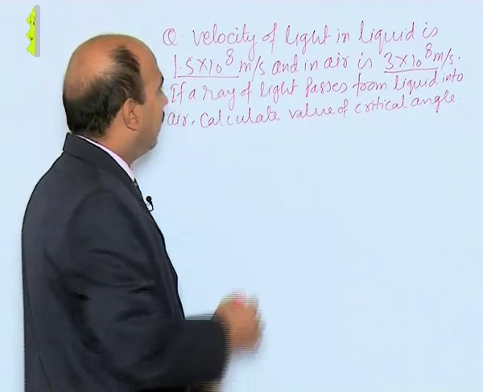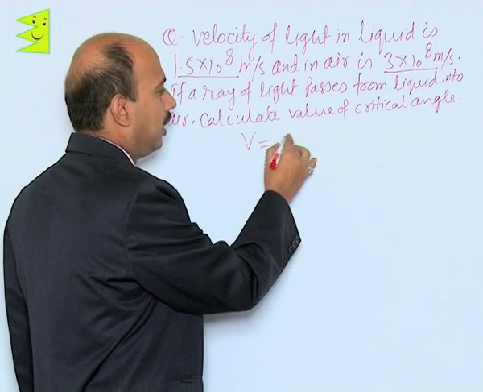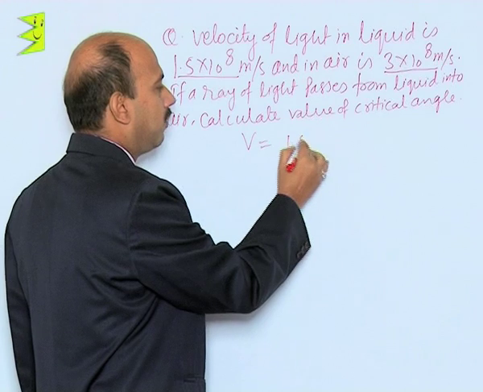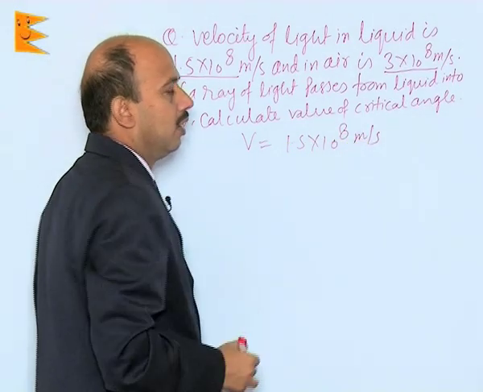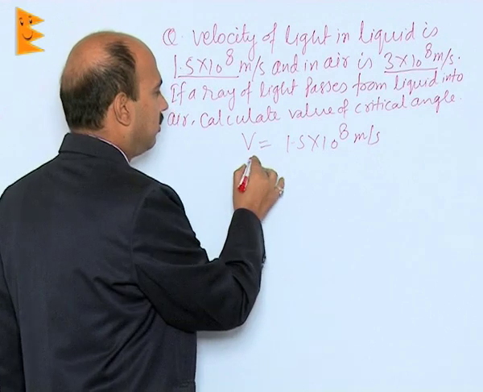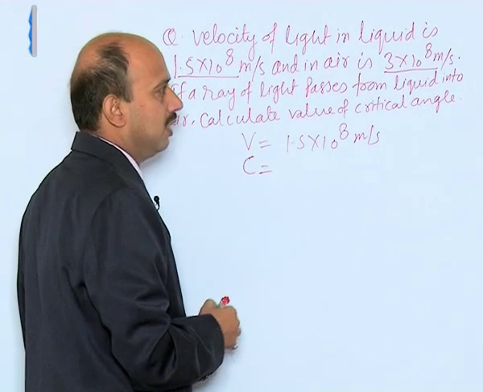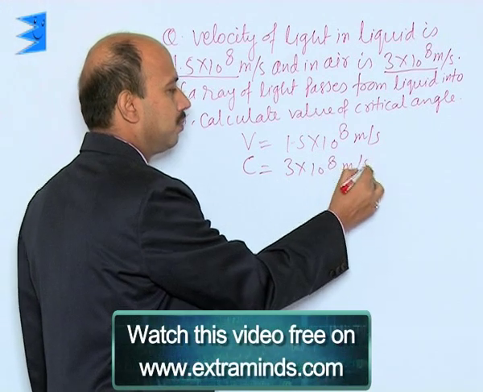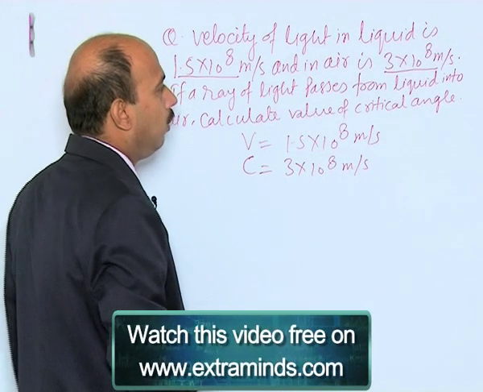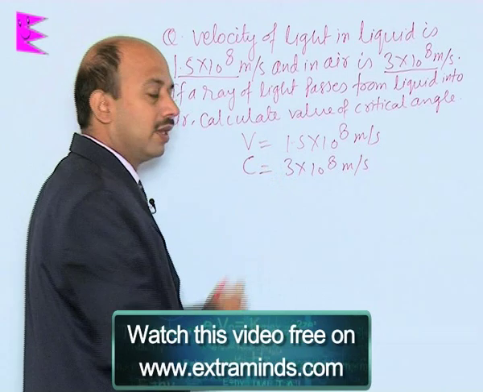So, we are given here the velocity in liquid is 1.5 × 10^8 meter per second. The velocity of light in air, which we write with the C, is 3 × 10^8 meter per second. Now, we have to calculate the value of critical angle.